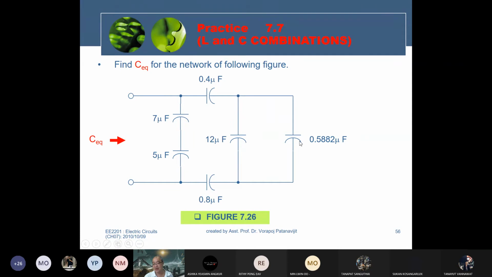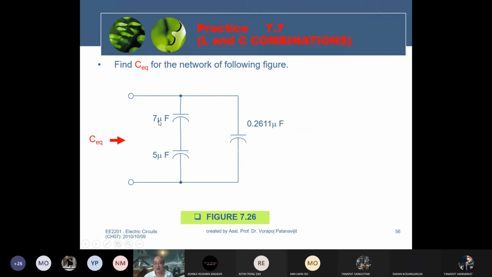Therefore, the result is equal to about 12.59. Next, another three will be combined in series. Therefore, you combine like this, in parallel. And the two, the same.